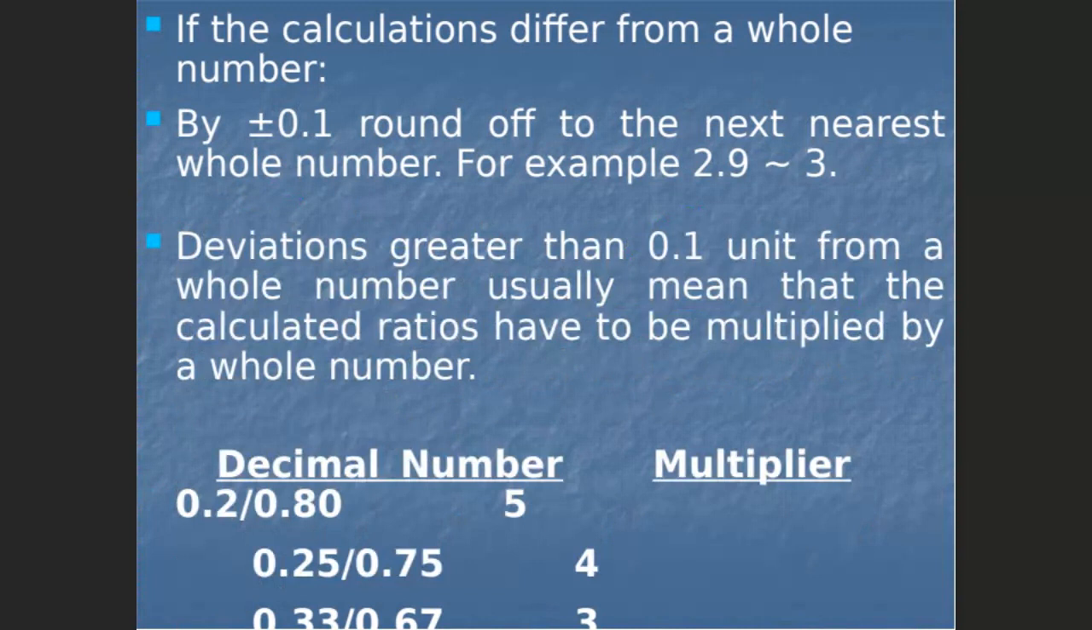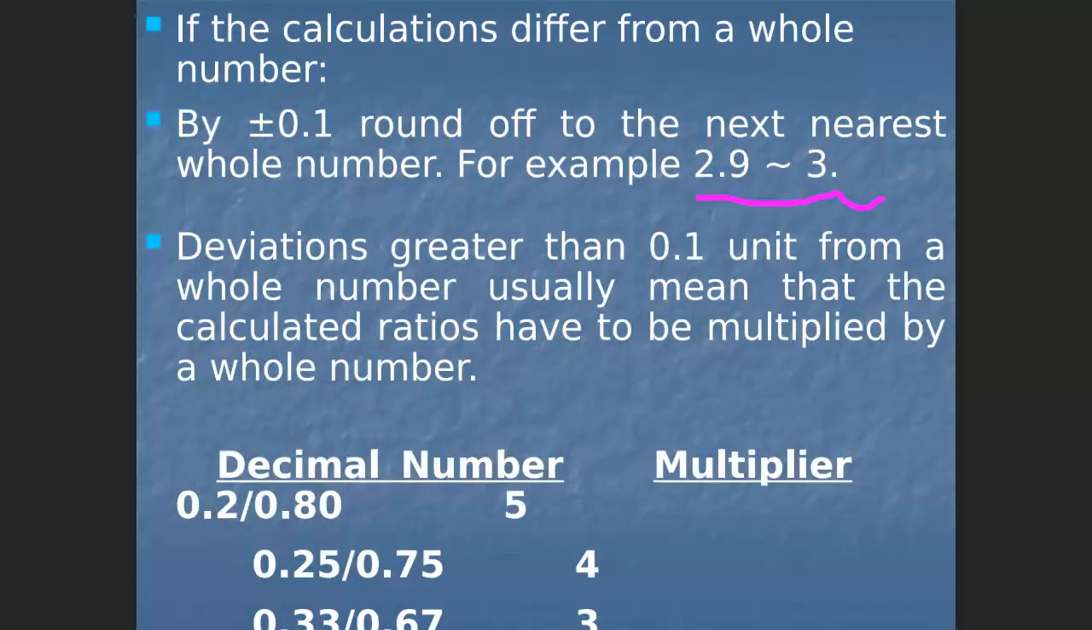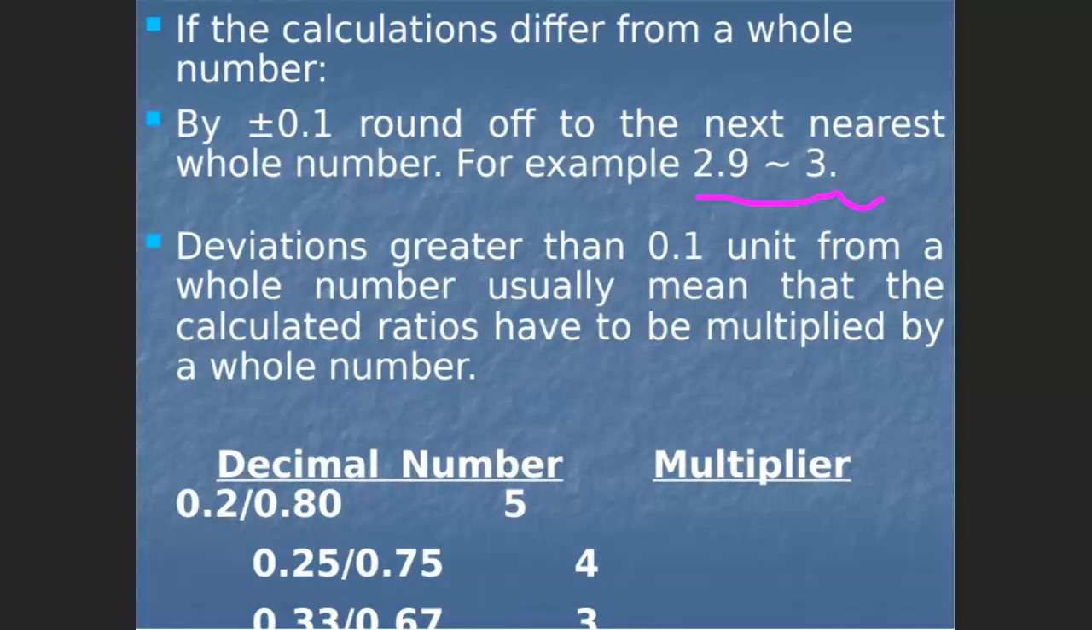Oh, and one more thing I need to tell you. If you find something like 2.9 or 2.95, we can approximately round. Since our purpose is to find the whole number ratio, sometimes we see that this is 2.9 or 2.95. So any question?